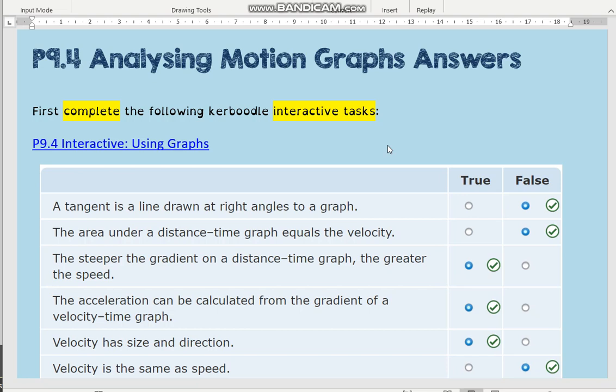So first one, a tangent is a line drawn at right angles to a graph. So this one is false because a tangent is a line that you draw to follow the curve of the graph with a straight line.